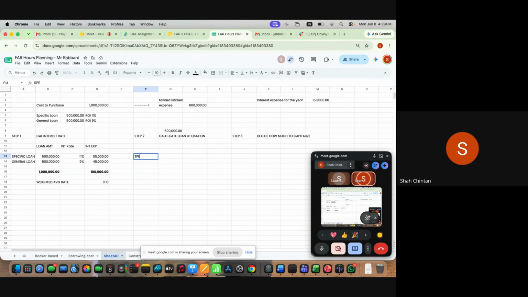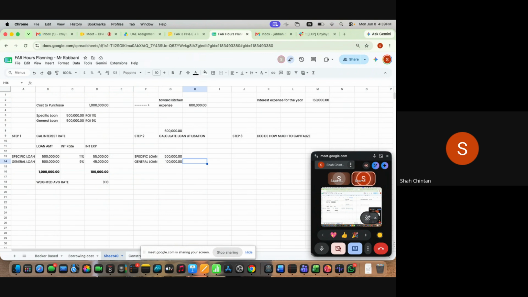So my utilization starts like this. My specific loan is used for 500,000. This is the amount of loan I have taken. Second, my general loan: my total expenses are 600,000, but out of 600,000, 500,000 is funded by the specific loan. So how much is funded by the general loan? The general loan is giving me a funding of 100,000.